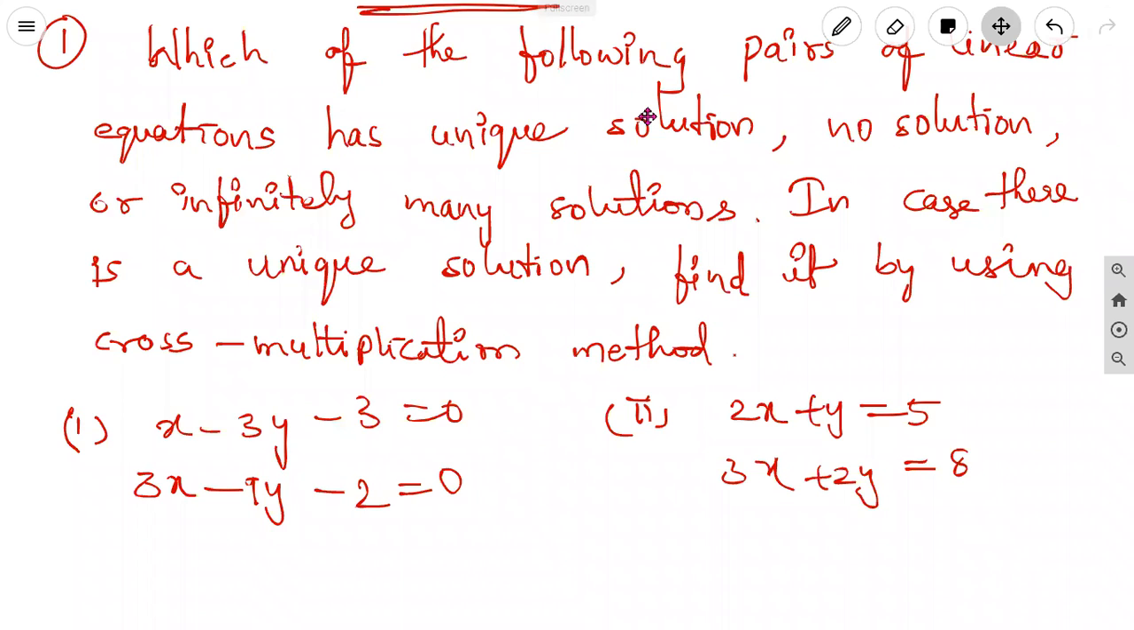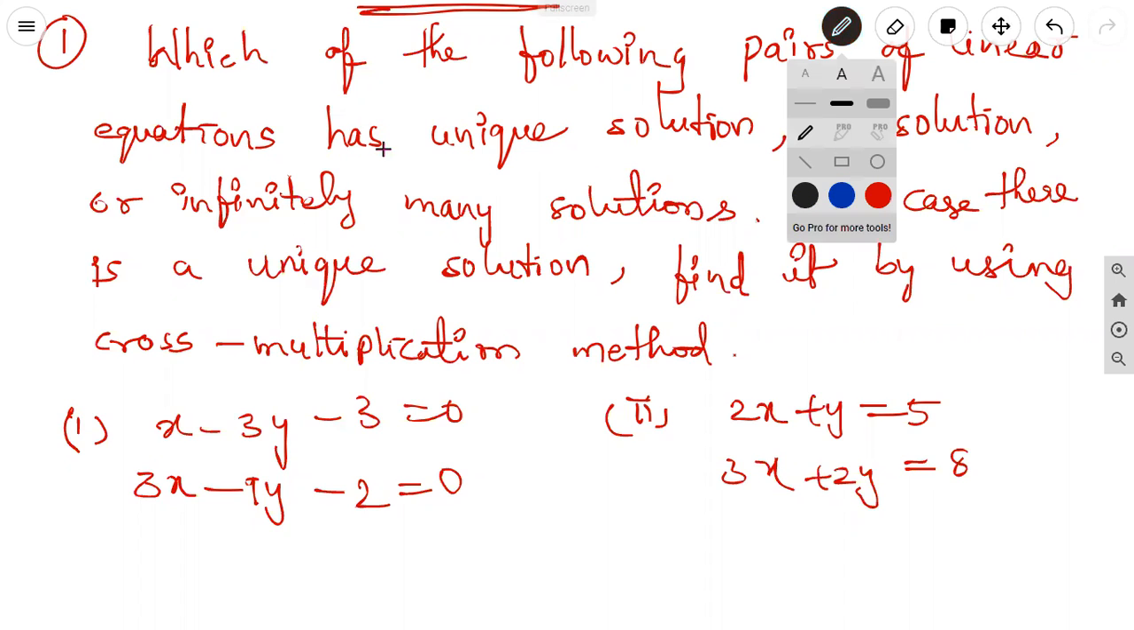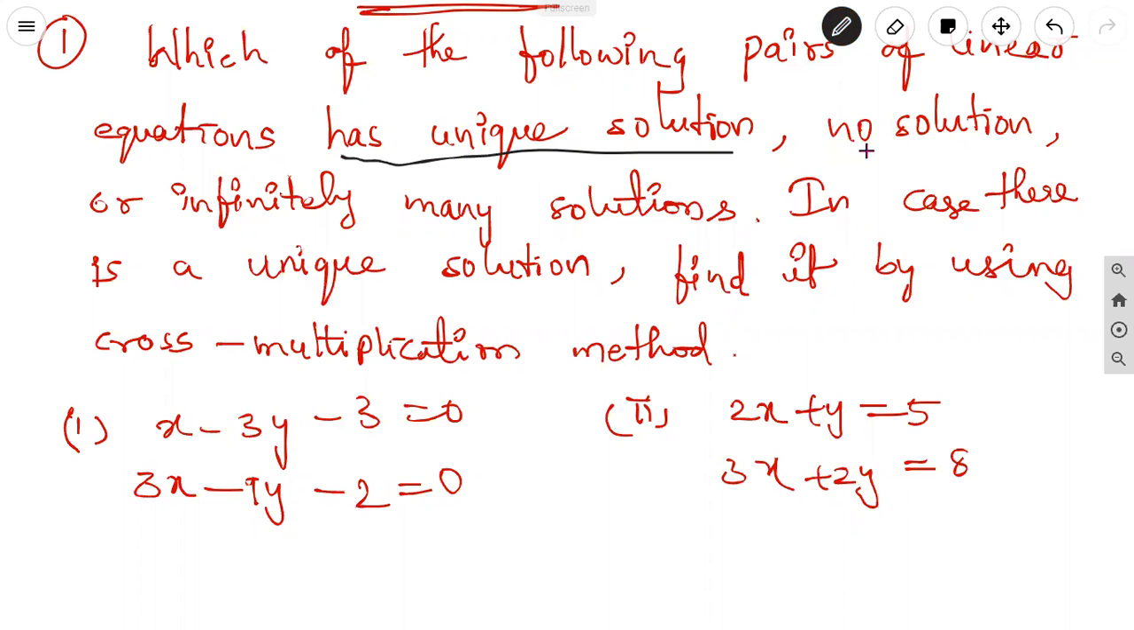The question is, which of the following pairs of linear equations has a unique solution, no solution, or infinitely many solutions? We don't know which type of solution the given linear pair of equations has.